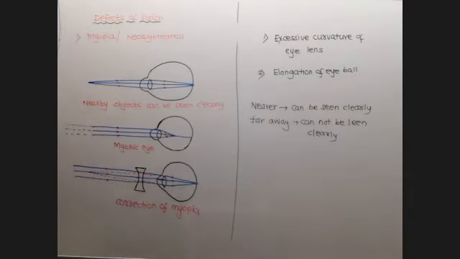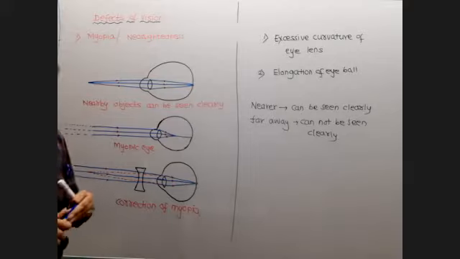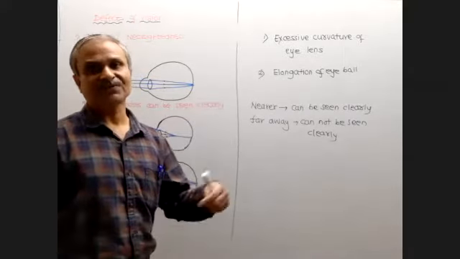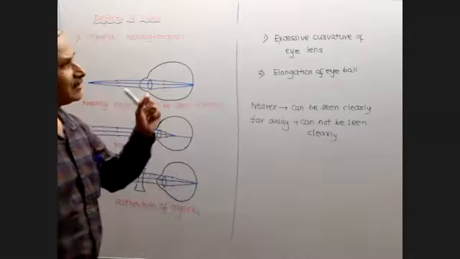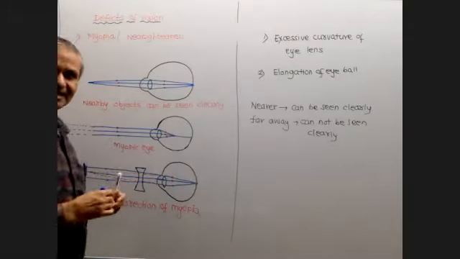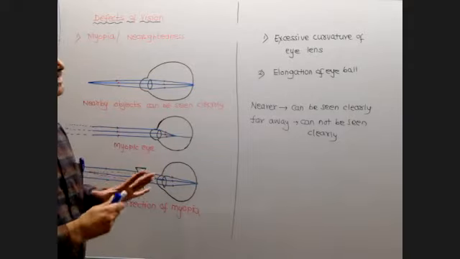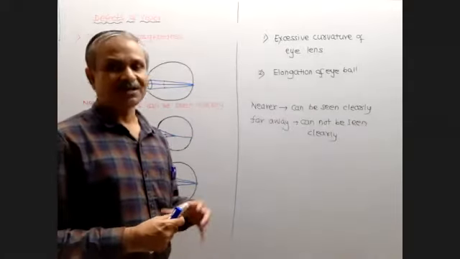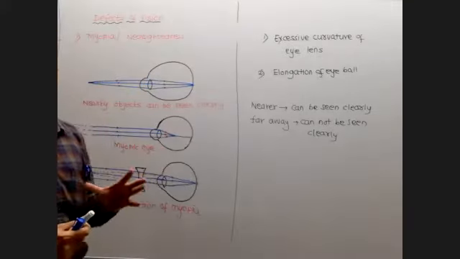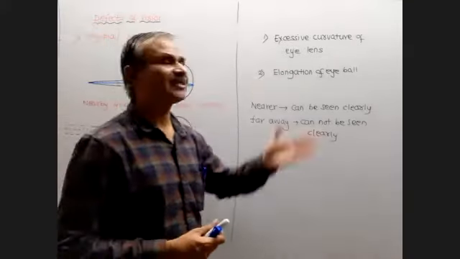What are the causes of this myopia? First is excessive curvature of the eye lens. What is excessive curvature? The ciliary muscles actually adjust the curvature of the lens. These ciliary muscles cannot contract and relax very easily. So that is why the converging power increases.